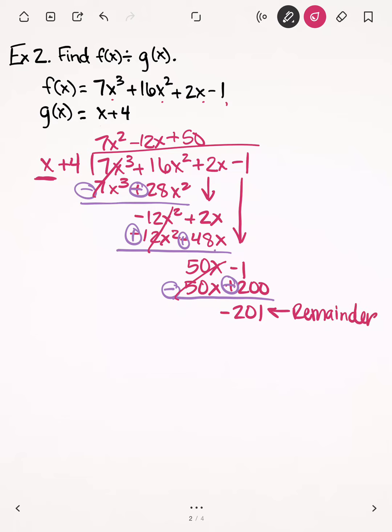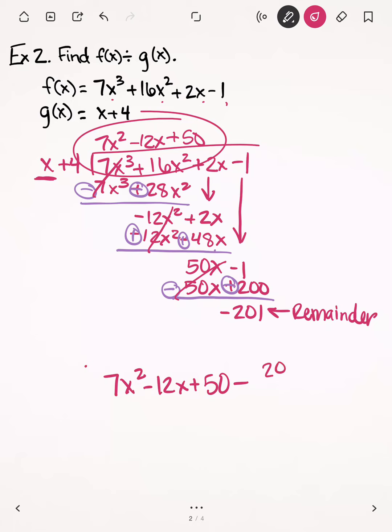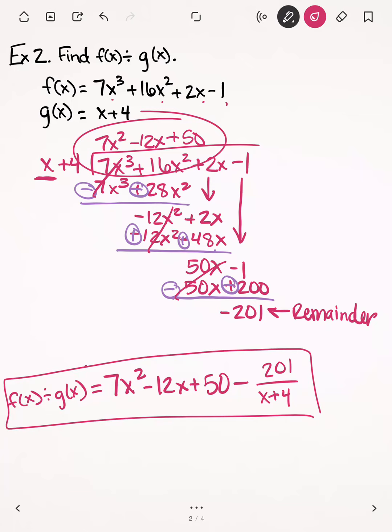So how I write this is first I'm going to take this top part. And I have 7x squared minus 12x plus 50. My remainder is negative, so I have a minus. And I put my remainder, 201, over what I divided by, which was x plus 4. And this is f of x divided by g of x. So this would be my answer.